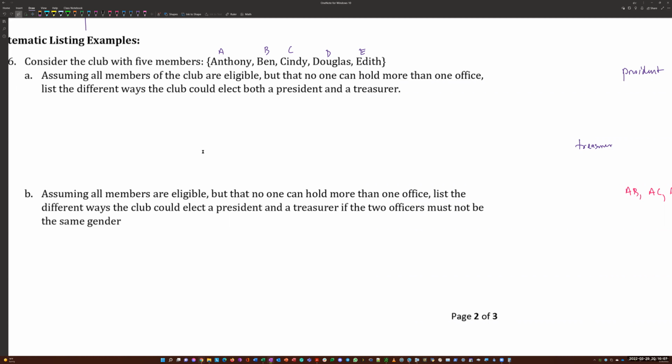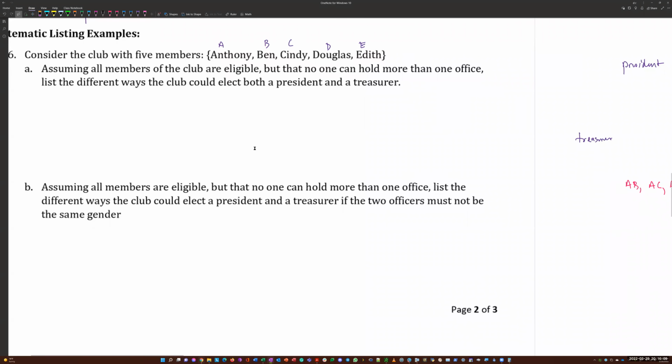All right, let's just assume Anthony, people would typically assume, is male. Ben, let's assume that person's male. Cindy, I'm going to assume is female. Douglas, male, I guess. Is that male? What do you think? Male. Edith, I'm going to go with female, right?